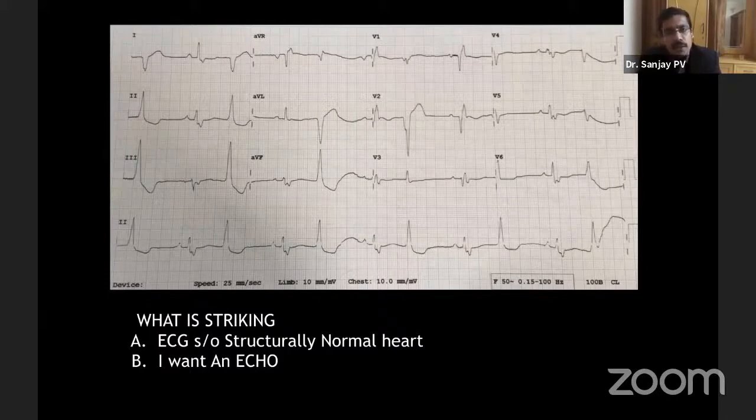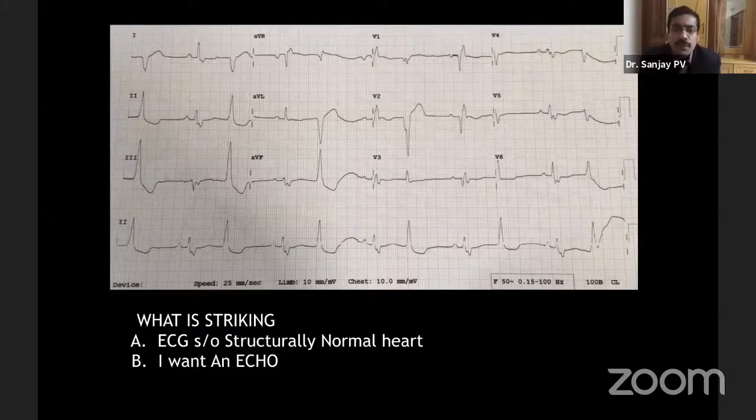clinical clues. So the V1 to V3, you can see there are deep Q waves. That's not normal. In V1, you should have an R wave, which is the septal activation coming from the left side of the heart to the right side, because V1 will show the initial R. Whereas you're having deep Q waves from V1 to V3. So it means that she has a dense scar in the septum.